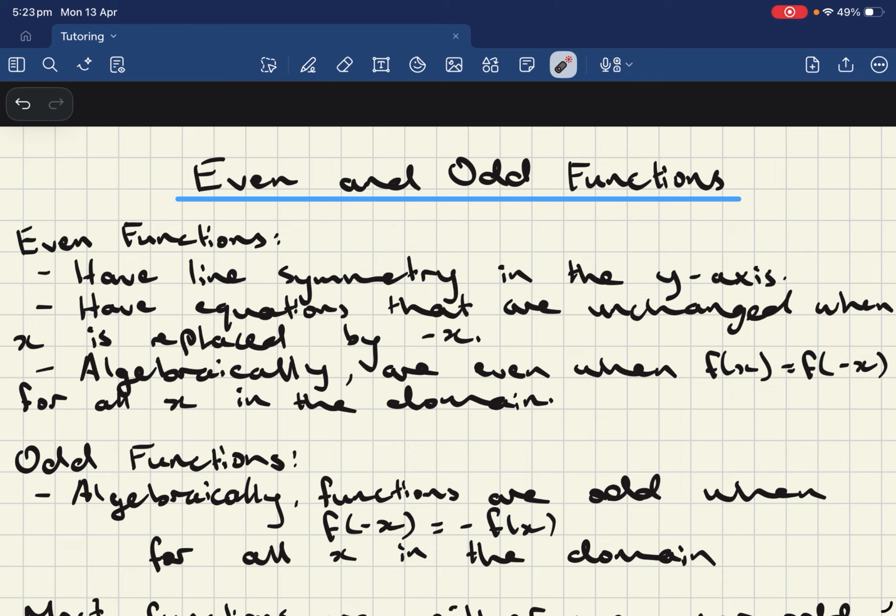So what that means is that if we were to reflect this function about the y-axis, we would get the exact same function. It would be unchanged. Algebraically, these have equations that are unchanged when x is replaced by negative x, and we'll see how this works later. Extending on this, algebraically we can define even functions as those where f of x equals f of negative x. So if we substitute in a negative in front of every x that we see, the output will be the same as the original function.